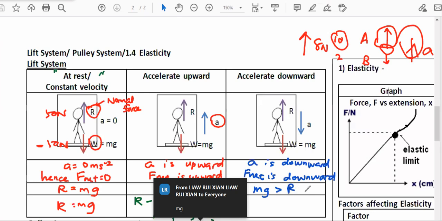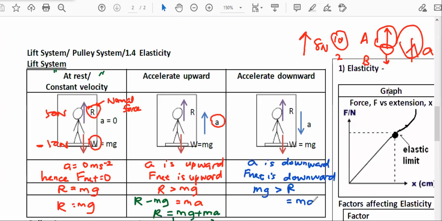So how do you form the equation? Same as before, it actually starts from F net equals MA. So what is your net force? In this case, as I say, bigger value minus smaller value. So you will have mg minus R equals MA. Rearrange: I move R to the other side and bring MA to the other side. Notice or not? So you will have R equals mg minus MA. Which means this student now generally will feel what? Lighter.